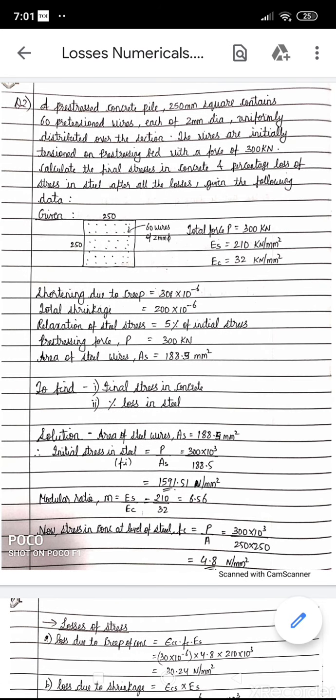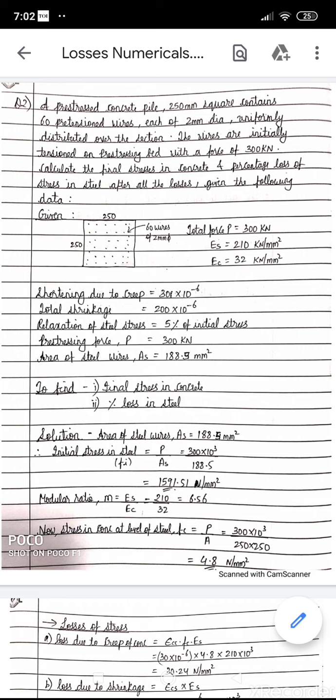Shortening due to creep is given to you, 30 into 10 raised to minus 6. Total shrinkage is given to you, 200 into 10 raised to minus 6. Relaxation of steel stress is 5% of the initial stress. Pre-stressing force 300 kilonewton, and area of the steel wires is also given to you, which comes out to be 188.5. Okay, so this is the given data.